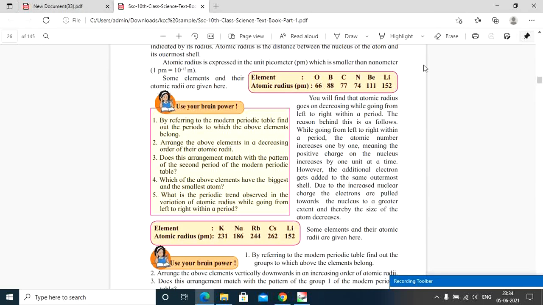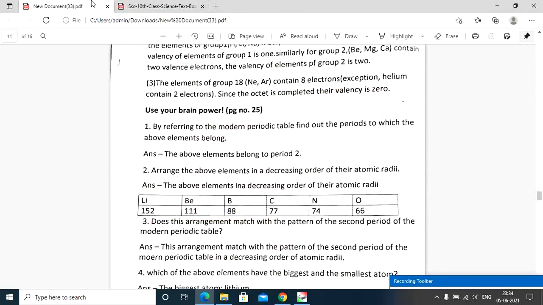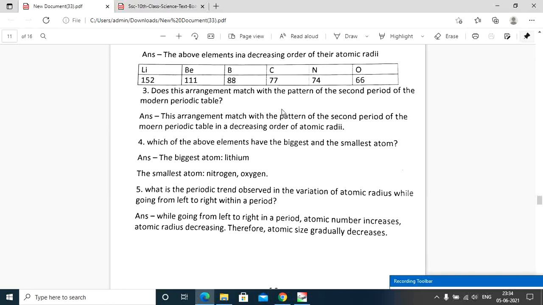This is the question. We have to arrange this in decreasing order. So we'll start with 152, 111, then 88, 77, 74, 66. So it is already arranged. Does this arrangement match with the pattern of the second period of the modern periodic table? Yes, this does match, because lithium, beryllium, boron, carbon, nitrogen, oxygen are all elements that belong to period 2.